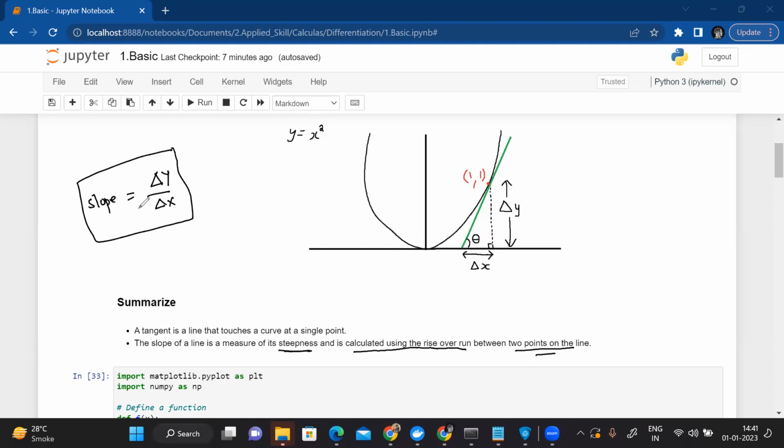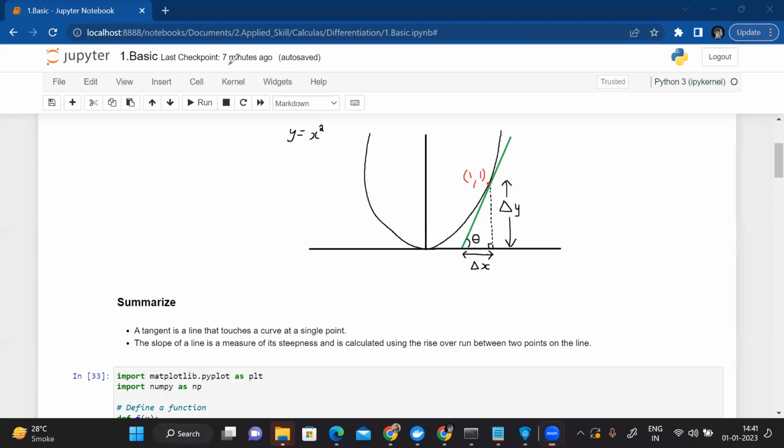This is very useful whenever we implement any machine learning algorithm, because we are trying to understand the behavior of two variables. If one variable is changing, how is it affecting the other variable? We will discuss it later, but for now I am trying to explain what a tangent and a slope are.